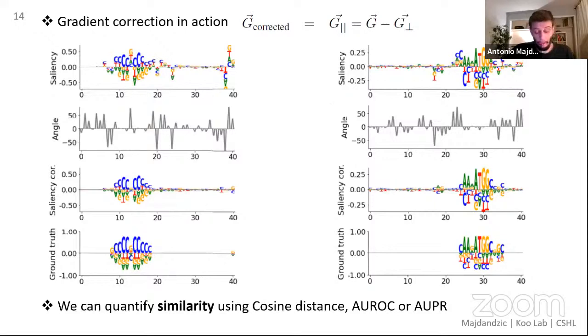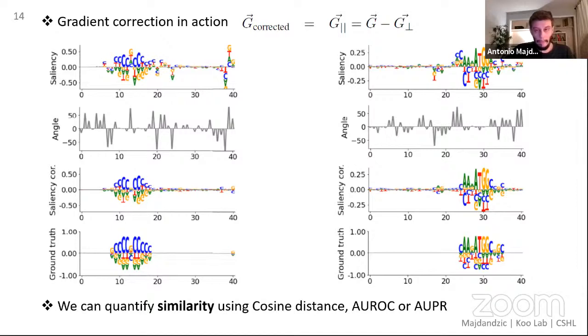Now let's finally apply our gradient correction to saliency maps. Here you can see our correction in action. On the left, you can see one example. The top sequence represents a saliency map before the correction. In the second row, we plot the size of angles between the gradient and the simplex. The third row shows the corrected saliency map. This map is indeed much more similar to the ground truth, which is in the bottom row. So our gradient correction removes spurious noise and improves motif definition.